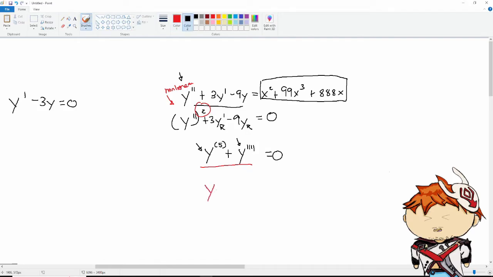Let's say y, okay, let's have black ink. Y triple prime plus 3y double prime plus 2xy prime plus y is equal to 0. That's a homogeneous linear higher order differential equation.